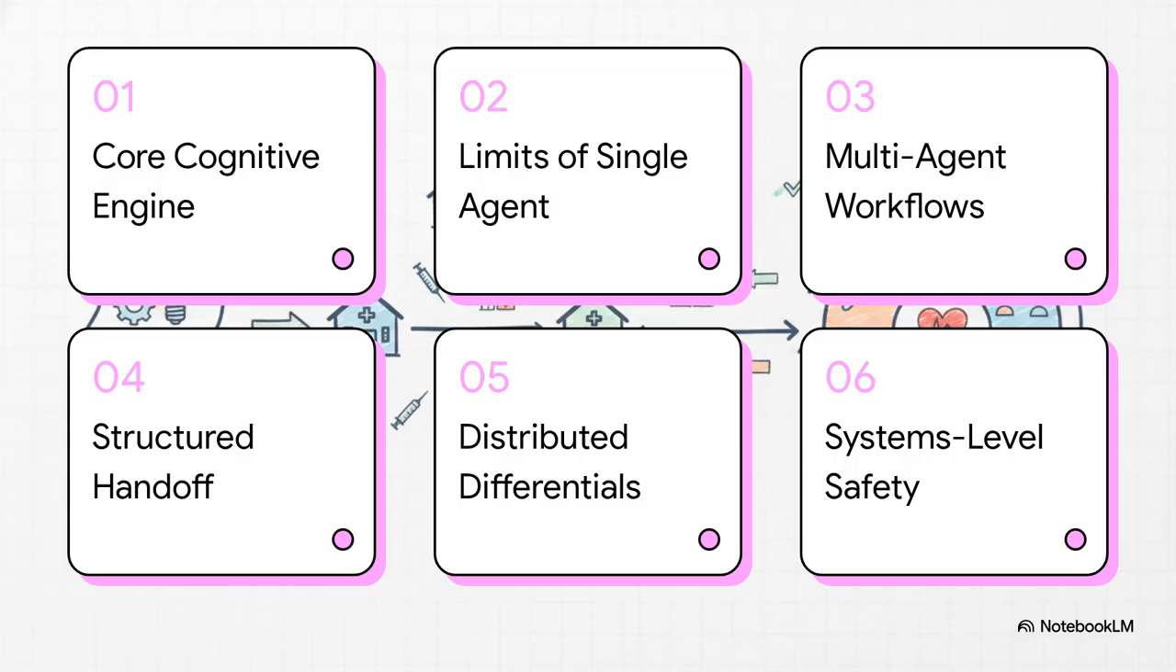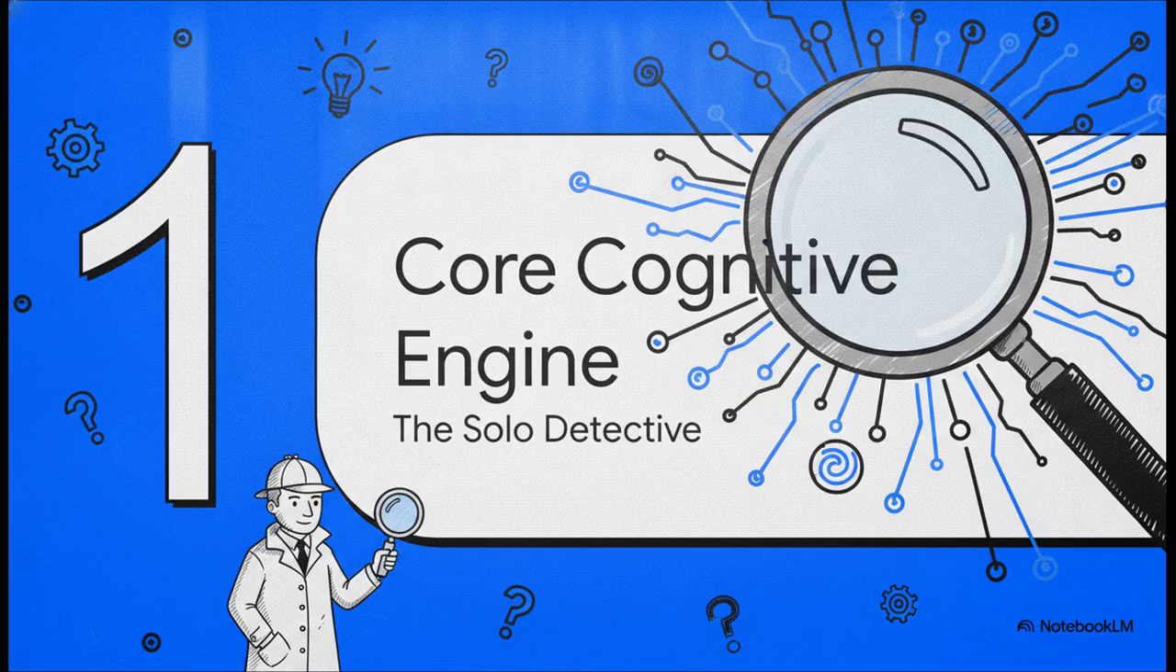We'll start with 1, the core cognitive engine. Then 2, the limits of the single agent. 3, multi-agent workflows. 4, mastering the structured handoff. 5, distributed differentials. And finally, 6, systems-level safety. Okay, let's dive into this.